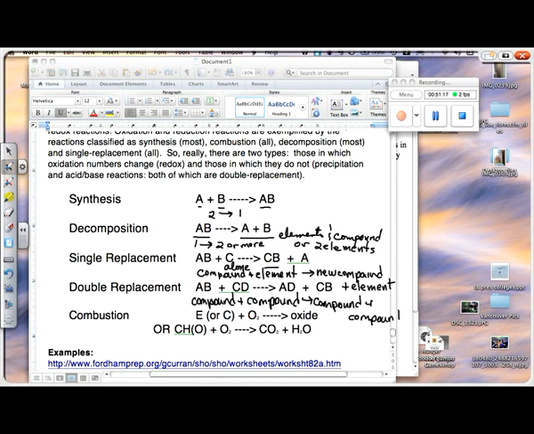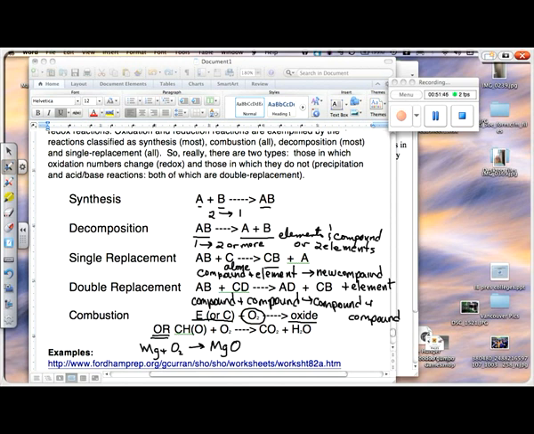Our last type is combustion. It can be an element or a compound, but oxygen always has to be here as a reactant. Oxygen, the element, and you make an oxide. So this reaction that we talked about before, magnesium plus oxygen to make magnesium oxide, that is a combustion reaction. This particular one involves some bright burning. Many combustion reactions do involve burning.